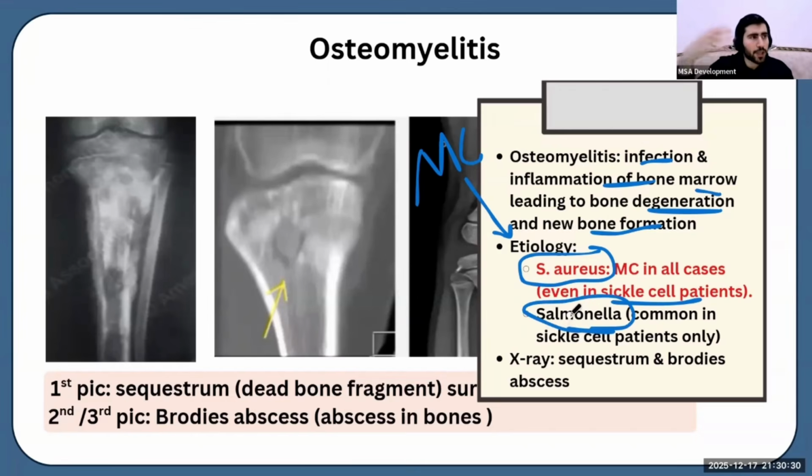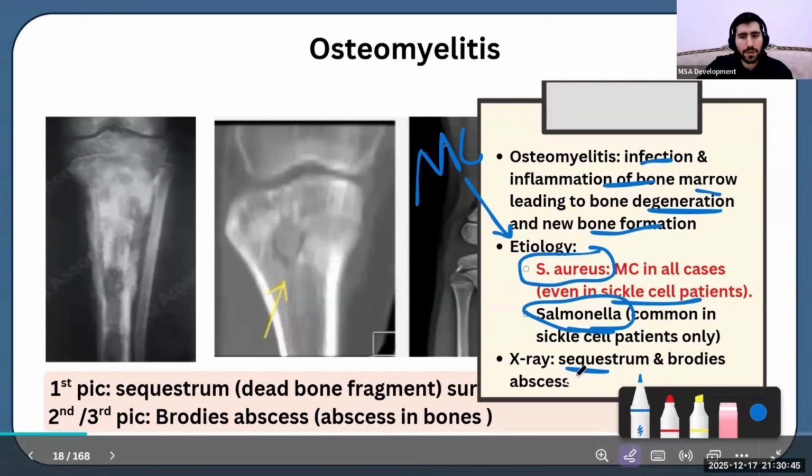Okay? If a question says a patient has osteomyelitis and the agent is Salmonella, what is the patient suffering from? Then he also has sickle cell disease, because Salmonella can't cause osteomyelitis except when there is sickle cell disease. We said also the X-ray shows sequestrum and Brodie's abscess.